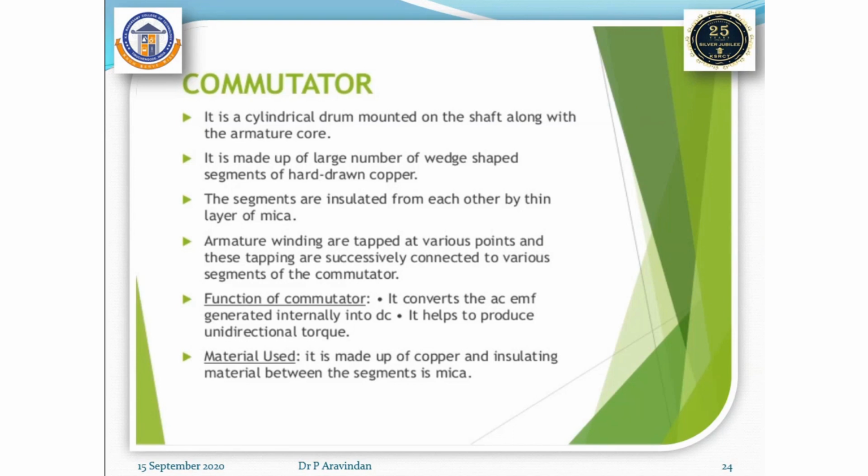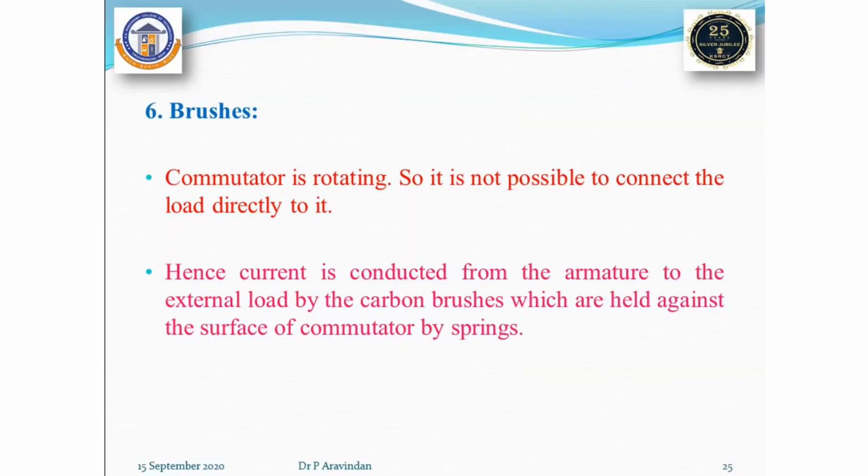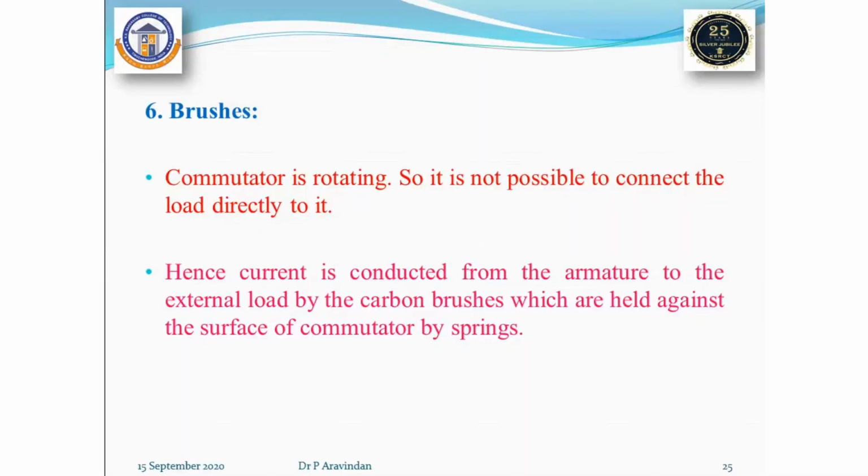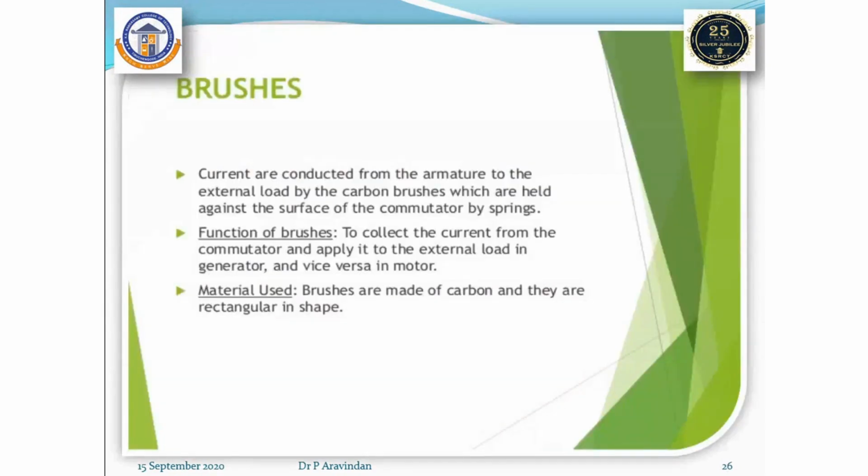Converter. So you can say the conversion of... It's okay, you can say converter. The material used is copper. Then the brushes: what you have already studied in the generator, the same thing you have to recall. The commutator is a rotating part, so it is not possible to connect the load directly to it. The current is conducted from the armature to the external load by the carbon brushes, which are held against the surfaces of the commutator segments.